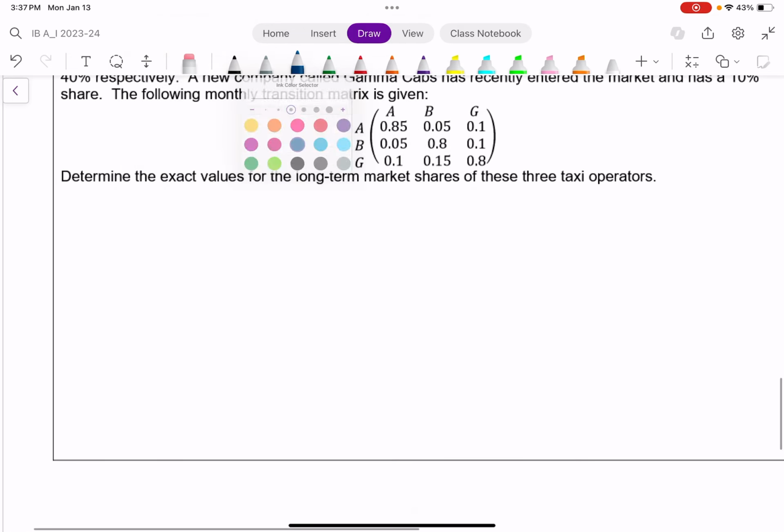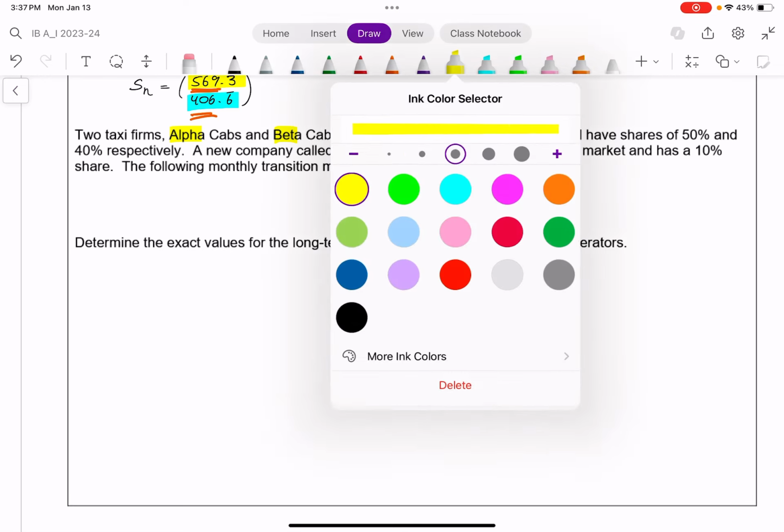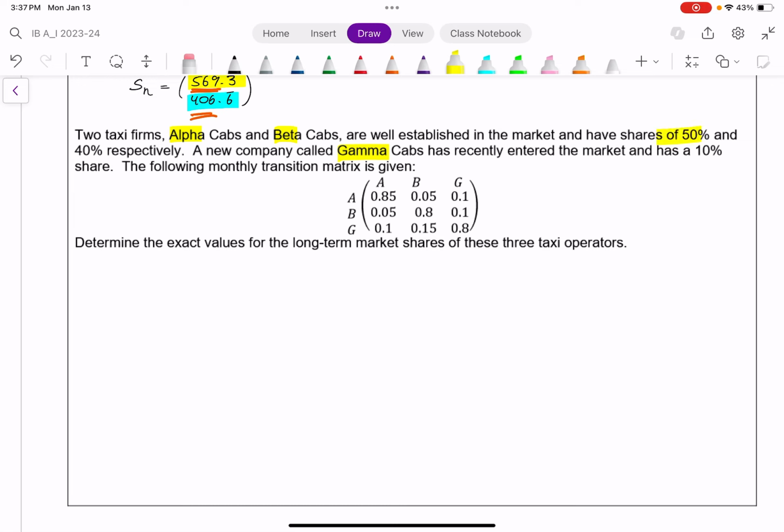So here I have, again, a transition matrix, a 3x3, looking at 3 different cab companies, alpha, beta, and then a new one, gamma, the disruptor who's coming in. And it says currently, alpha cabs has a 50% share, beta cabs has a 40% share, and then the new upstart gamma cabs, very creatively named, has a 10% share. And we have this matrix showing us how month by month the shares are changing.